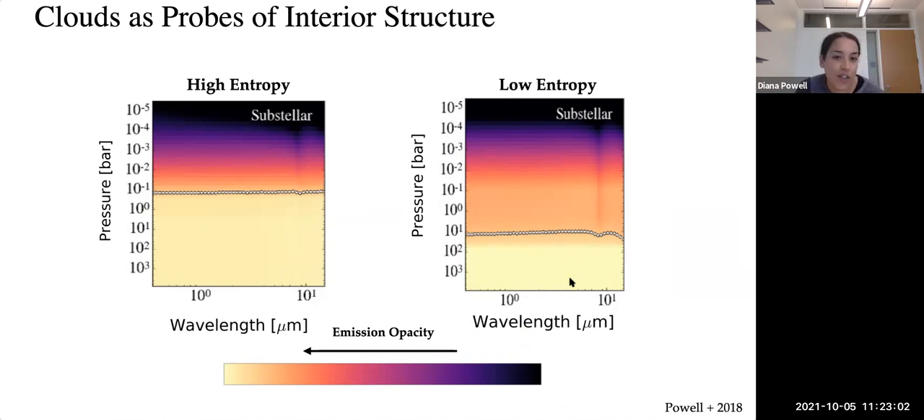And so for the high entropy planet with a hotter interior, clouds are opaque as high as 0.1 bar in the atmosphere. But for a planet with a lower entropy interior, the clouds only become opaque at around 10 bar. So clouds may thus be able to serve as probes of planetary interiors, as they are sensitive to planetary properties across different atmospheric scales.